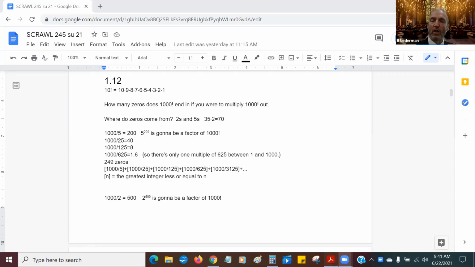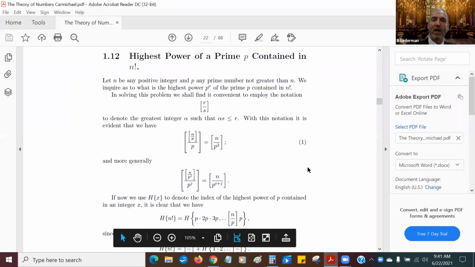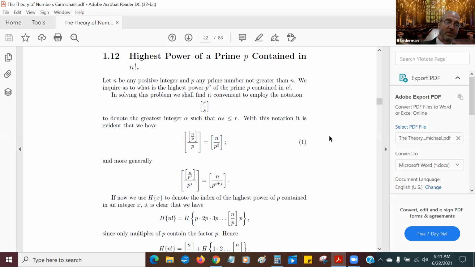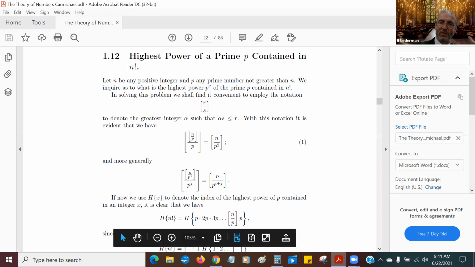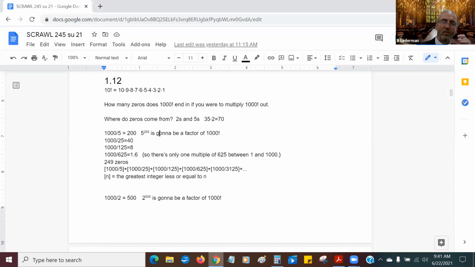So here we go. This is about the highest power of a prime p contained in n factorial. Now, the book goes through a whole bunch of fancy stuff. I want to just give you an example, and if you see the example, you'll have a much better idea of what's going on with what the textbook is talking about.